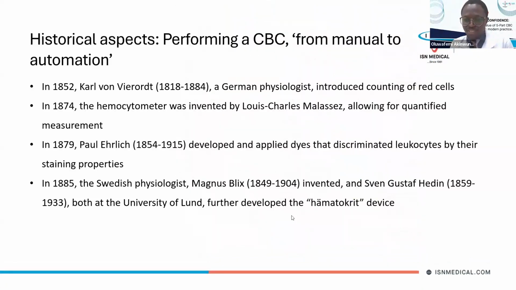Now, going gradually into the meat of the presentation for today, let's look at the historical perspectives about evolution of a full blood count. So in 1852, Karl Vierordt, who was a German physiologist, introduced counting of red blood cells, all right? In fact, he is the one that started the concept of peripheral blood film analysis, okay, spreading blood on the slide and looking at it under the microscope.